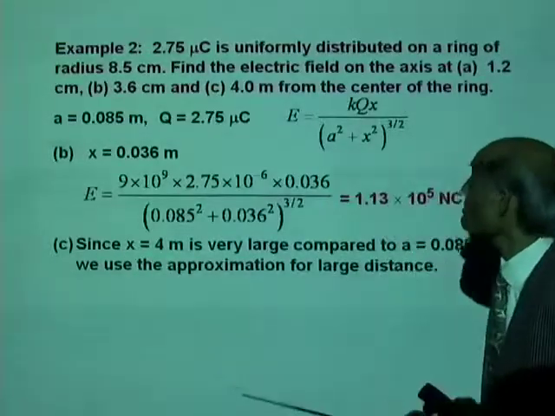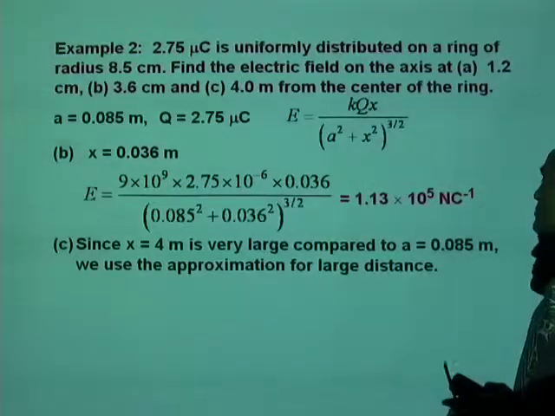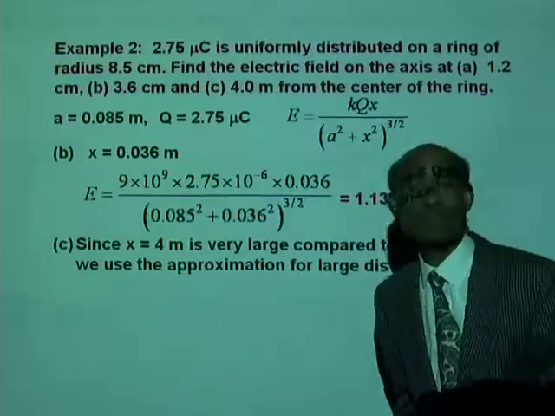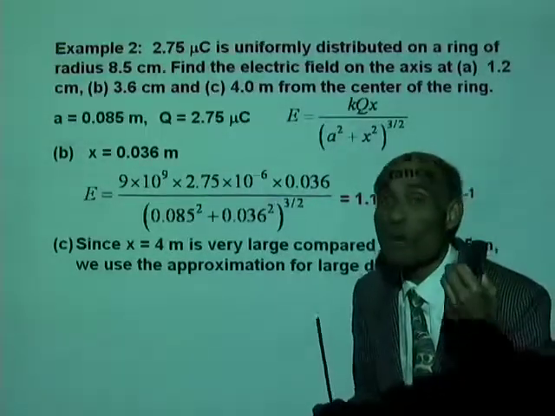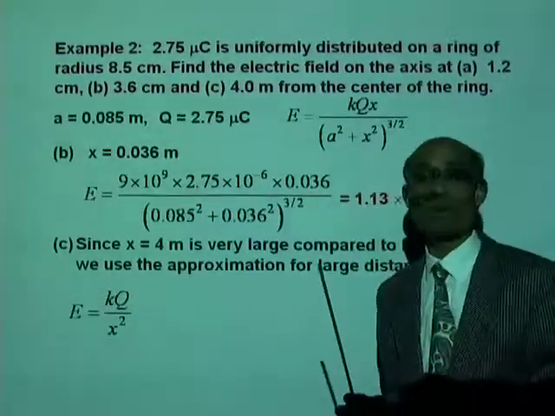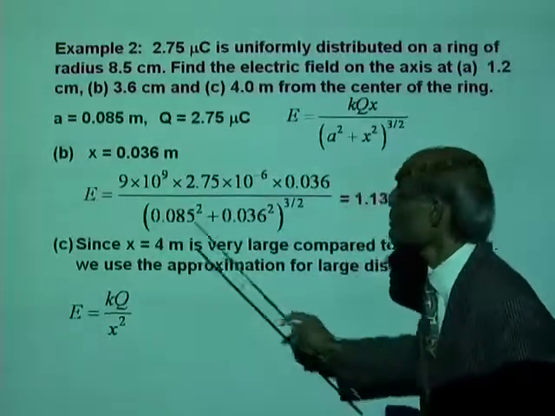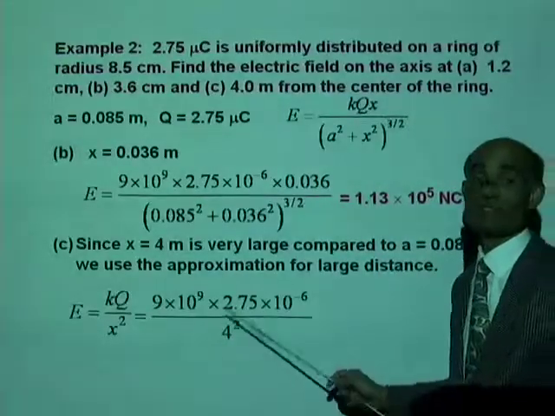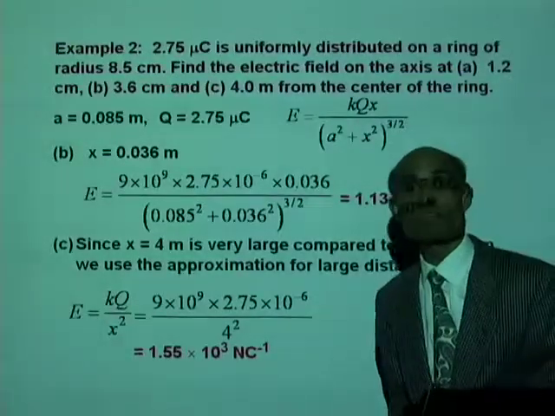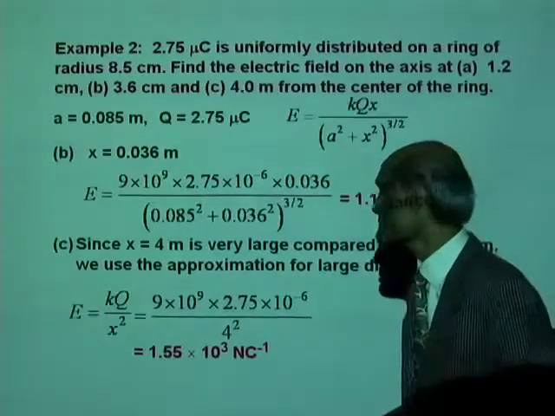Since x equal to 4 meter is very large compared to a equal to 0.085 meter, we can use the approximation. What is the approximation? The approximation is the point charge formula, E equal to kq over x squared. Well, you know the value of q, you know the value of x, we know k, so using that we get the value of electric field, 1.55 times 10 to the 3 Newton per coulomb.